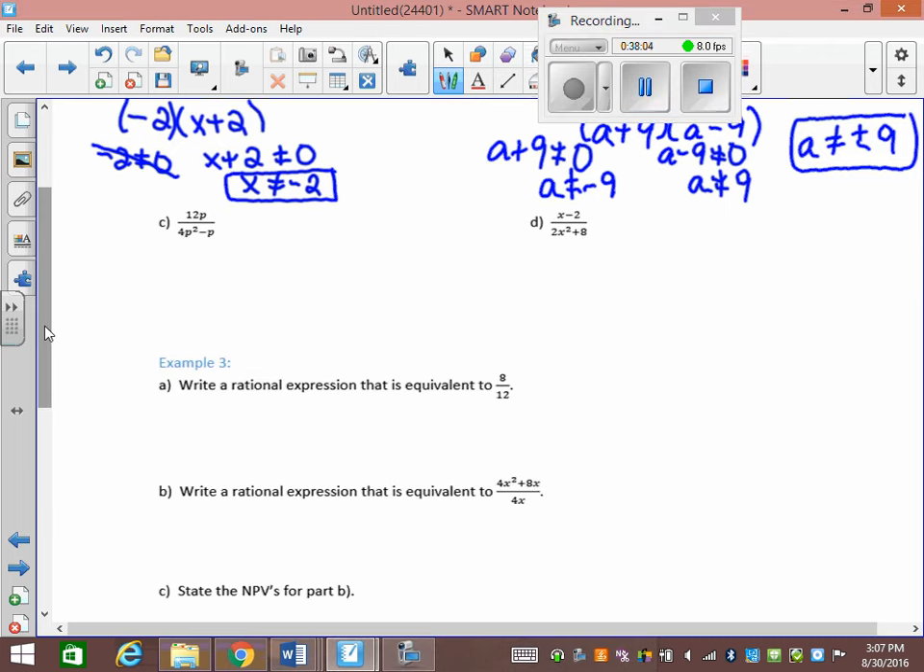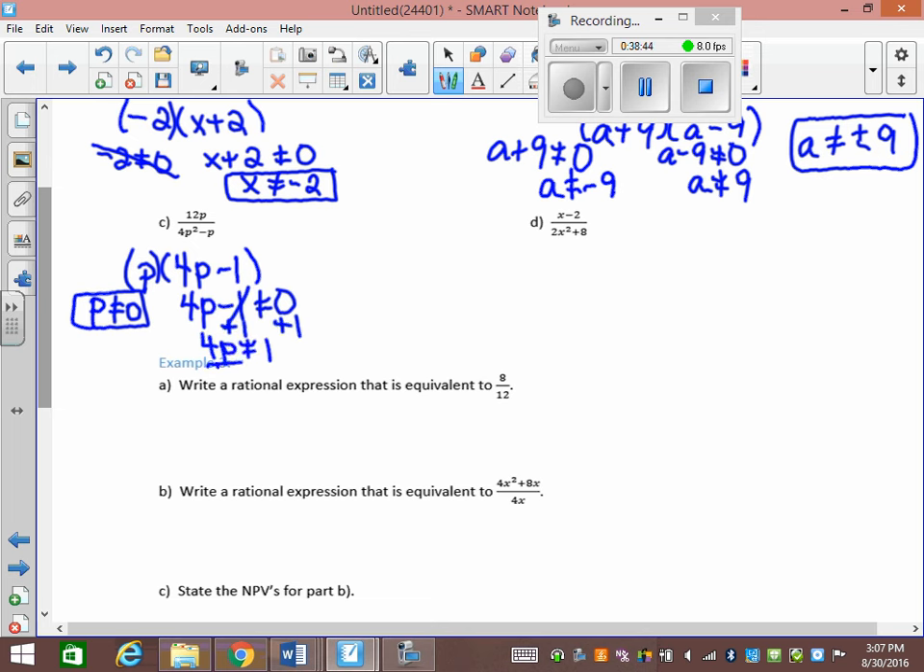C, yep. And you're left with 4p minus what? 4p minus 1. Because p is right with p. Now you have this one separately, so you're going to say p can't equal 0, and that one's done already. And then you're going to have 4p minus 1 can't equal 0. So we get 4p can't equal 1, and then we divide by 4. P can't equal 1 over 4.